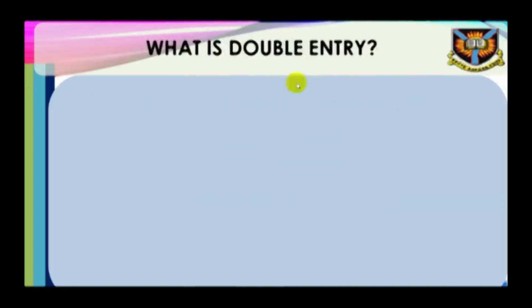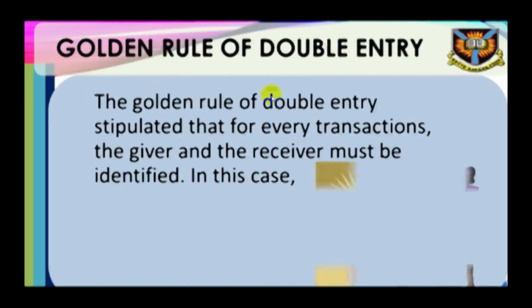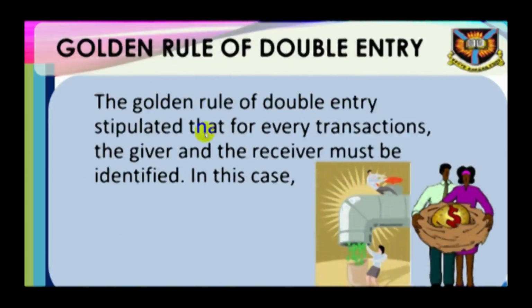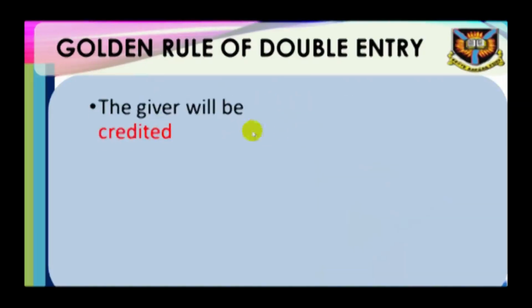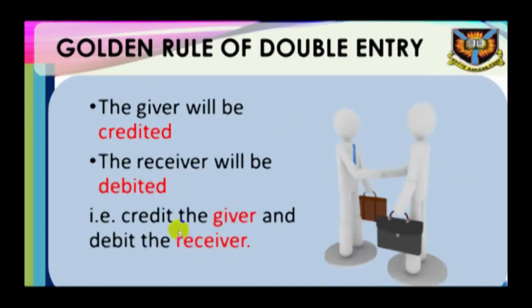Double entry is formally known as the Italian method. It is a fundamental concept underlying the present-day bookkeeping and accounting system. Golden rule of double entry. The golden rule of double entry stipulates that for every transaction, the giver and the receiver must be identified. In this case, the giver will be credited and the receiver will be debited. That is, credit the giver and debit the receiver.